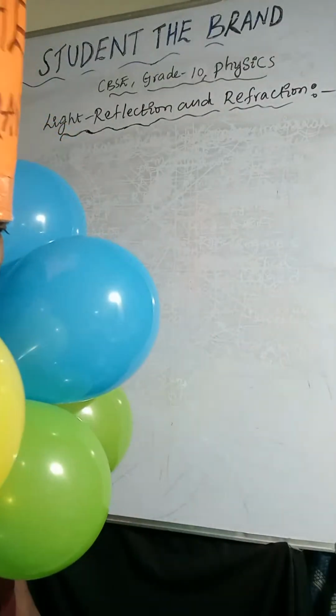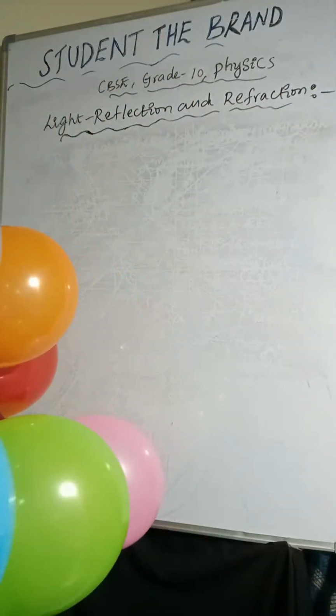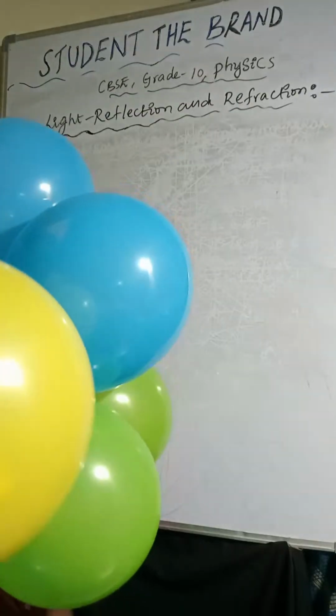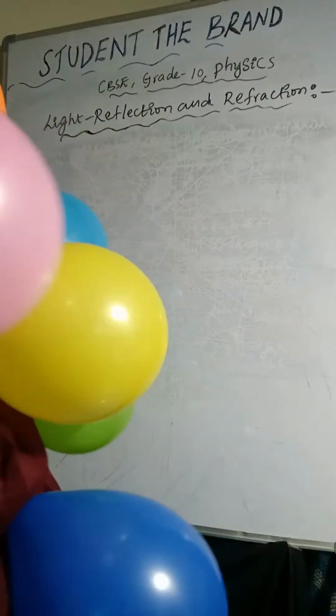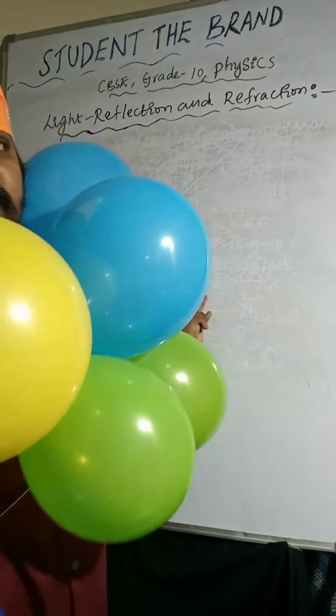Light is a form of energy which gives the sensation of sight. When light is incident on a surface, it reflects back. So that is about reflection of light.